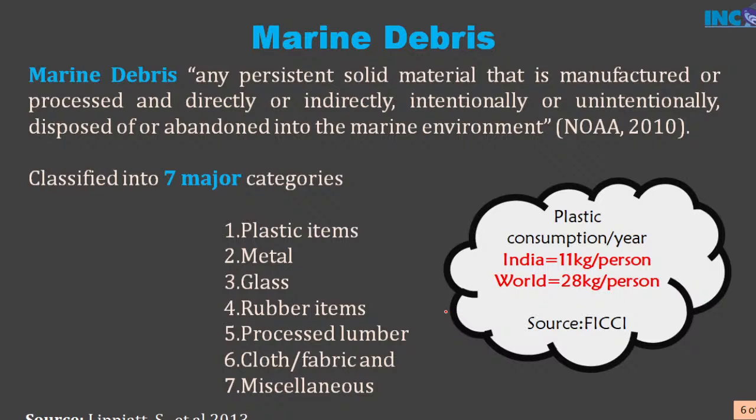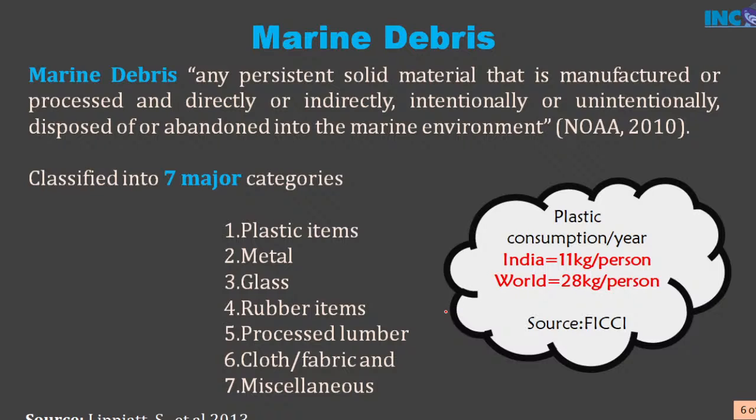from the landward side to the seaward side. Mainly these marine debris are classified into 7 major categories. One is plastic waste, followed by metal, glass, rubber items, processed lumber, we can say wood, then cloth or fabric materials. Apart from these, other materials we can consider miscellaneous.